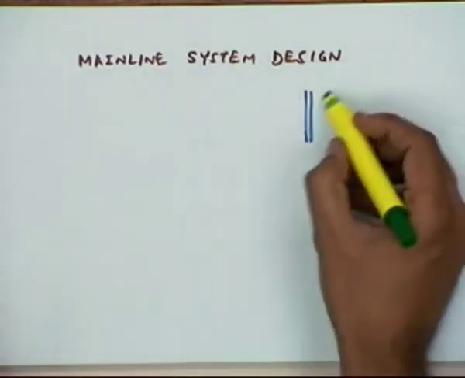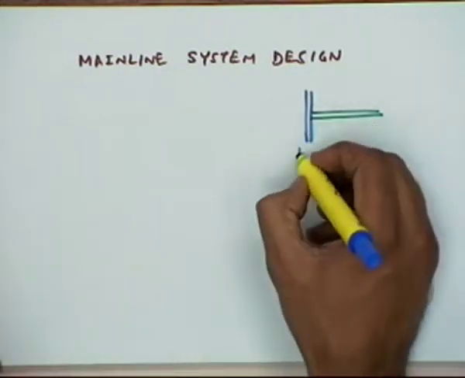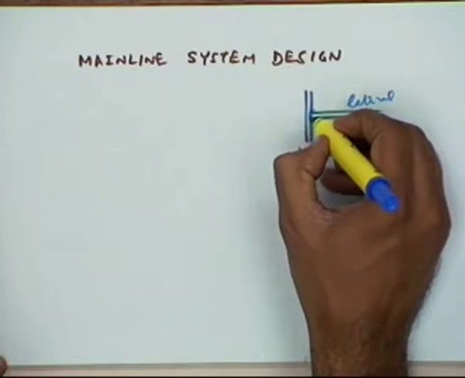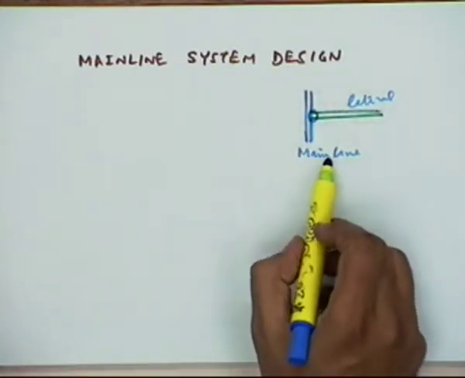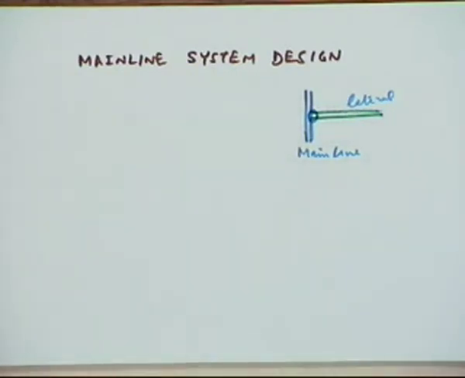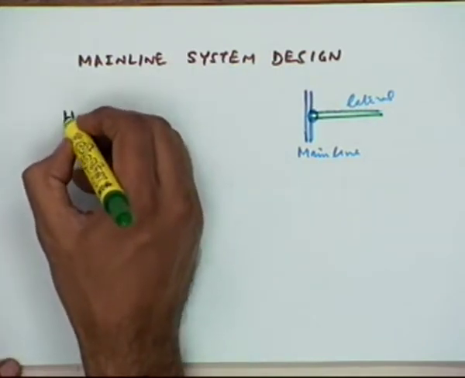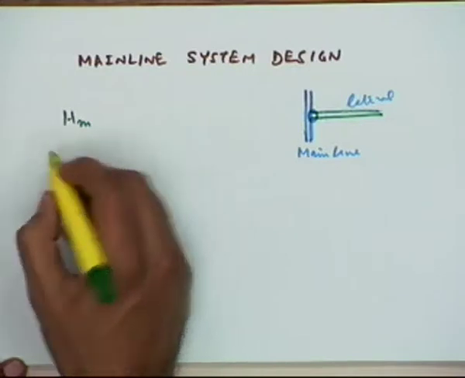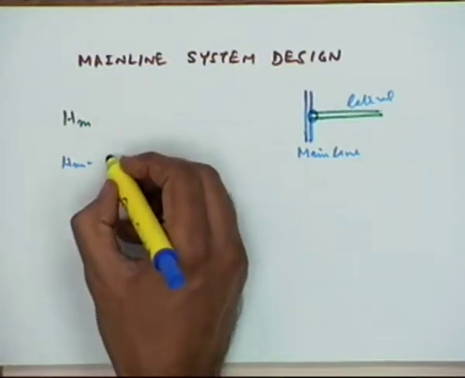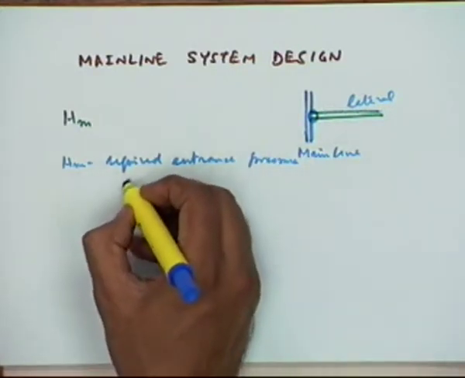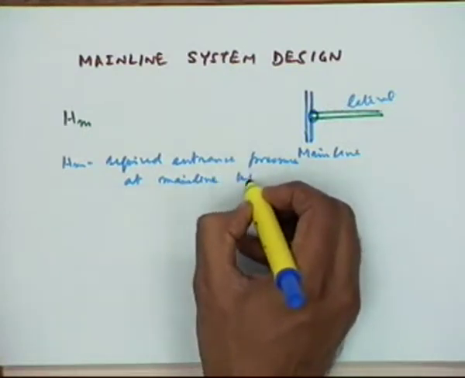So if you say that this is the main line, and this is the lateral, when we look at the main line, we are interested in the pressure requirement at the junction of the main line and the lateral. That is what we are basically interested in. So if we designate that pressure as HM, where HM is the required entrance pressure at main line in kilopascal.